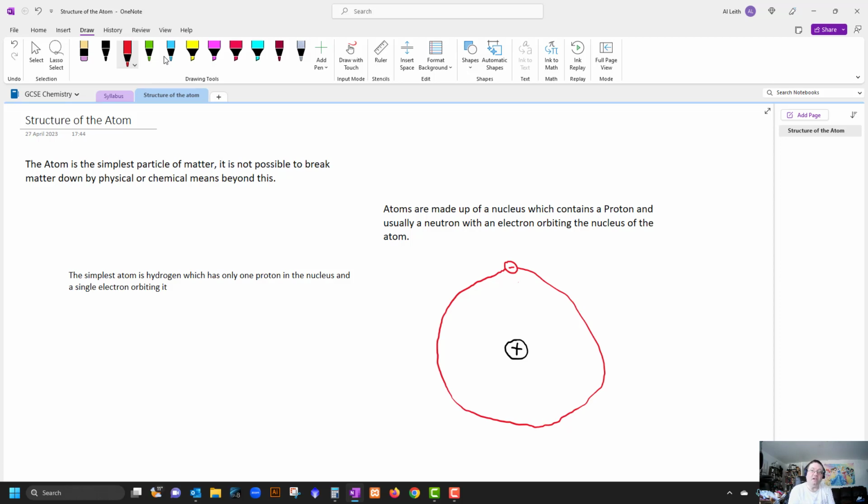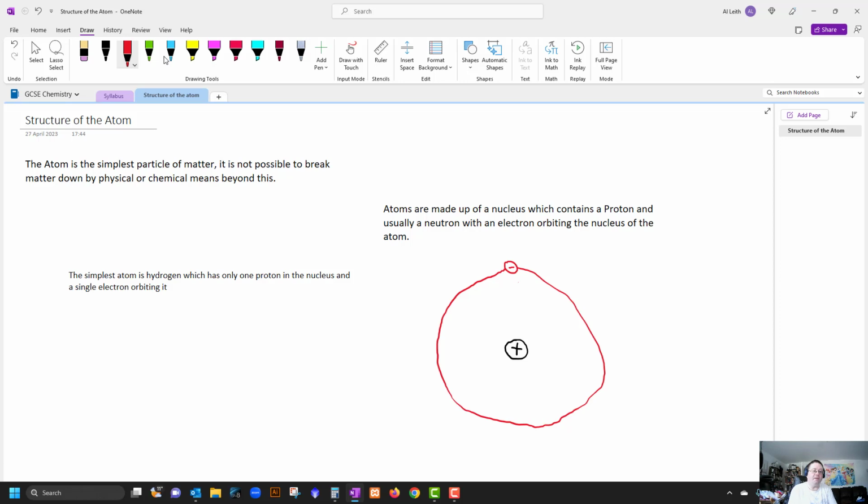Obviously, it does get more complicated than that, but for the moment, all we need to know is that is the simplest model of the atom. You've got the proton in the center there and the electron. A brief, interesting piece of trivia while we're here: for the large part, the atom is empty space. You've only got the proton and the electron in there. You might have neutrons, we'll look at that later on, but for the large part, it's empty space.